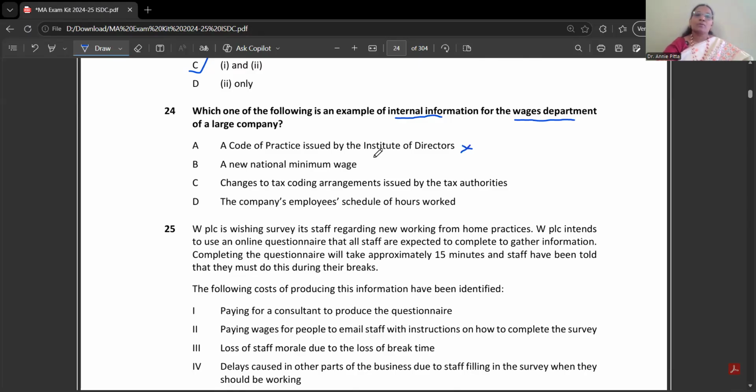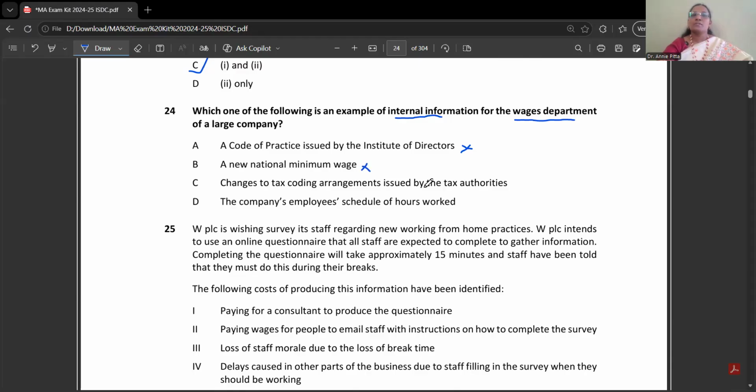The second one talks about a new national minimum wage. The new national minimum wage is decided by the government. Government is an external entity. So any piece of information related to minimum wages is related to wages, but definitely it is external. It is not internal. There are 2 points that we have to remember: it should be internal information, and it should be from the wages department. Though it is related to wages, it is not internal information. So on that note, we would rule it out.